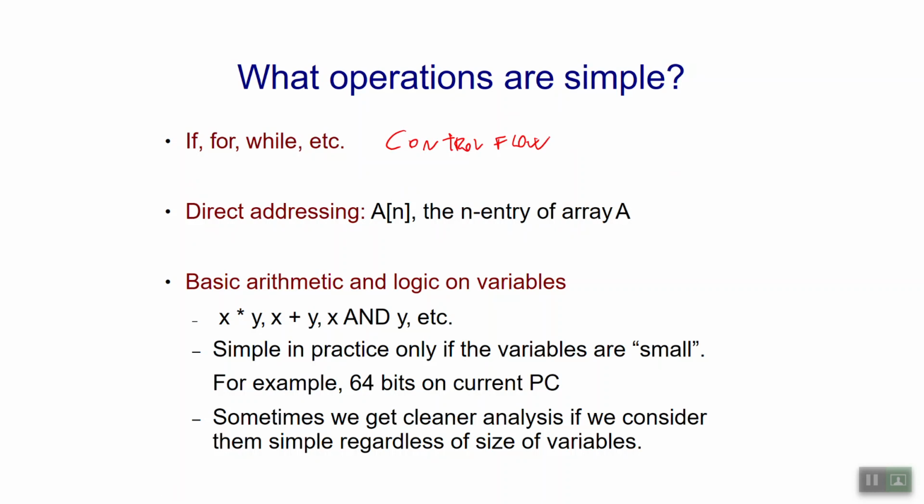So instructions like if, for, while, and so on. Then, very important, we are going to allow for direct addressing. That is, I'm going to allow to access the n entry of an array A just given the value n in one time step. Okay? This is a very important assumption. I'm saying that in one time step, I can access any location in the memory.